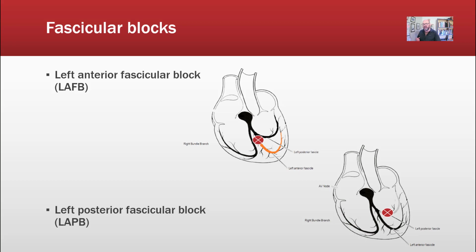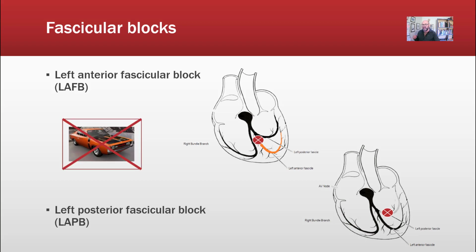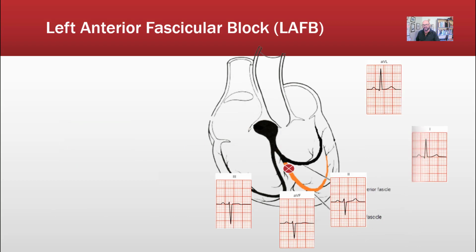The general rule of thumb is that fascicular blocks will have a marginally widened QRS, but they're unlikely to exceed the threshold of 0.12 of a second. Now, the blocks are sometimes called a hemiblock, and they should never be confused with the powerhouse of the iconic 1970s Valiant Charger. The most common of the fascicular blocks is that affecting the left anterior fascicle.